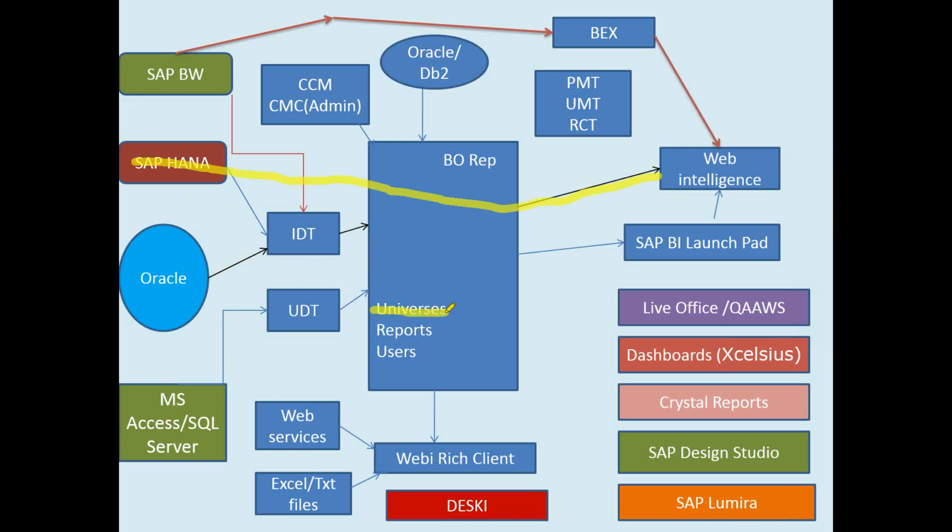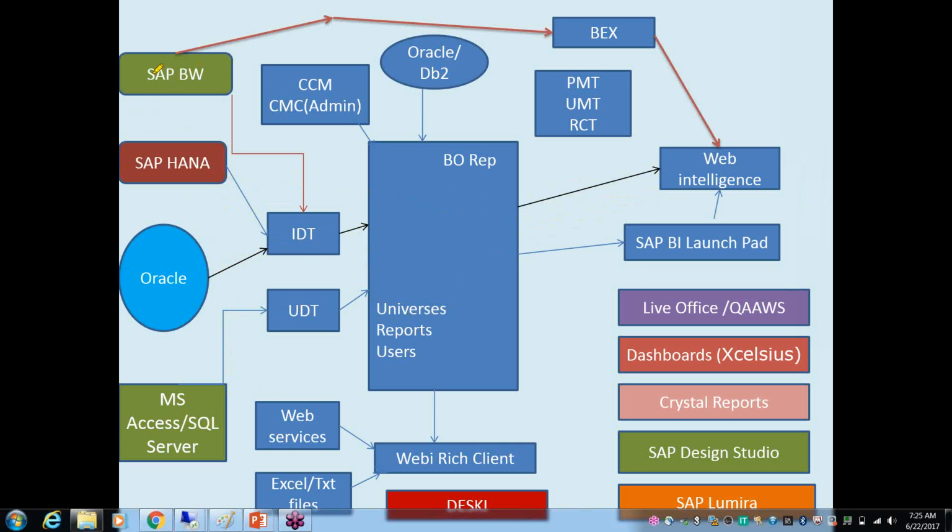But until 4.1, in the older version, we should always create a universe. Once the universe is ready, then you can develop a web report. This is the case until 4.1. With the latest version, BO 4.2, you can directly connect to the SAP HANA sources and develop web reports.